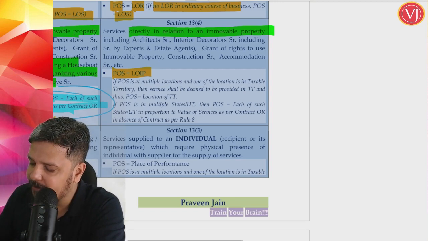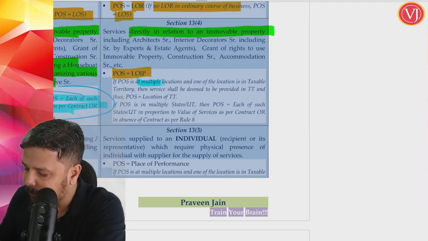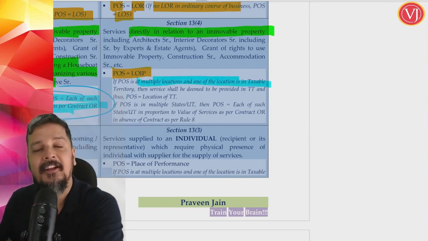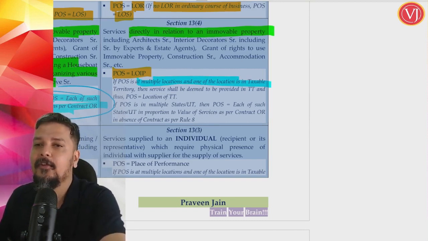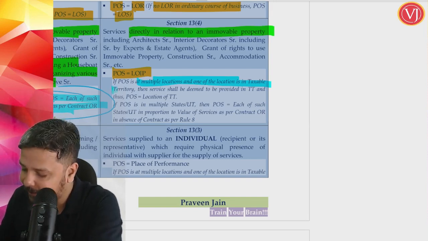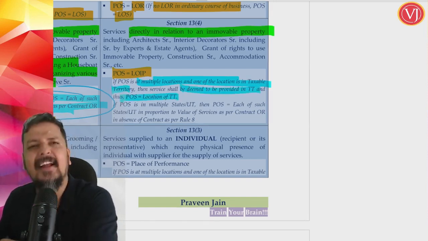And here also, there's a possibility that you get multiple locations. Now look at the way they tell. If multiple locations are such that a few immovable properties are in India and a few are outside India, then they tell that we will treat everything as being in India.